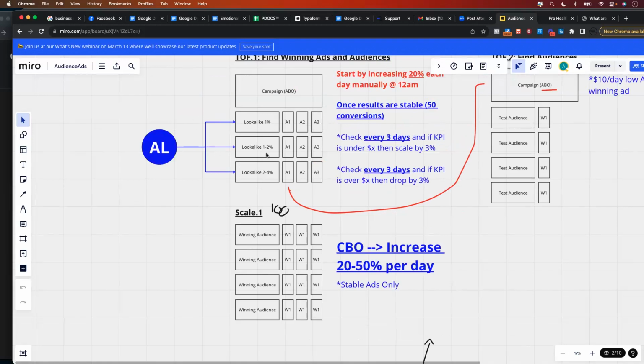You can't really scale it as much. So as soon as you get proven ones working, you can put them into a CBO, and then you could scale this from $100 a day to $200 a day because it's diversified across those 4 or 5 ad sets. So you can scale CBOs quite aggressively.